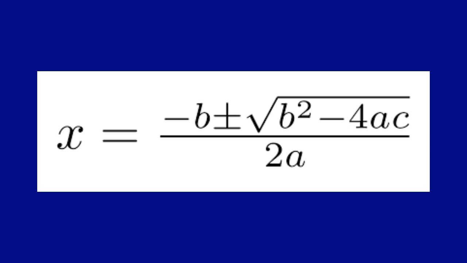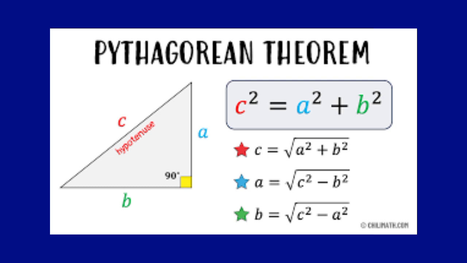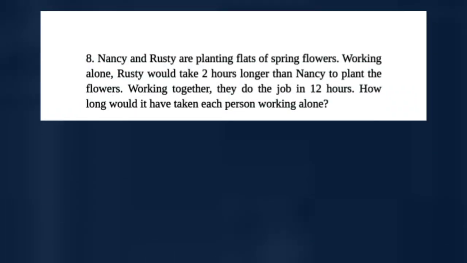But before that, let us first recall the following formulas. Can you still remember this one? Yes, you're right. That is the quadratic formula. Next up is the Pythagorean theorem. So this is used in problems related to right triangle. So now, let us proceed to item number 8 in problem set number 2.